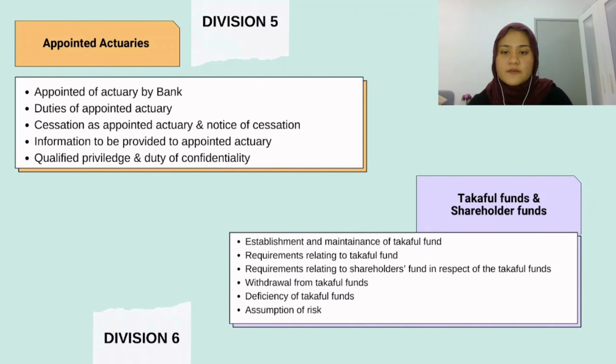So the next one is deficiency of Takaful funds. If the value of assets in a Takaful fund is less than the value of liabilities, the licensed operator is responsible to provide other financial support from the shareholders' fund for an agreed amount on such conditions from the bank. And the last one is assumption of risk, where the licensed operator shall not assume a Takaful fund is at risk until the Takaful contribution payment is received by the operator itself.